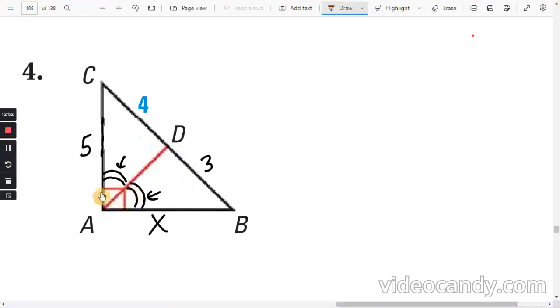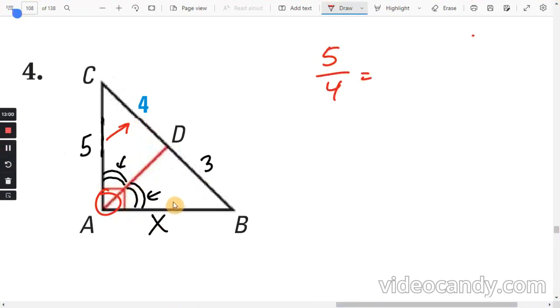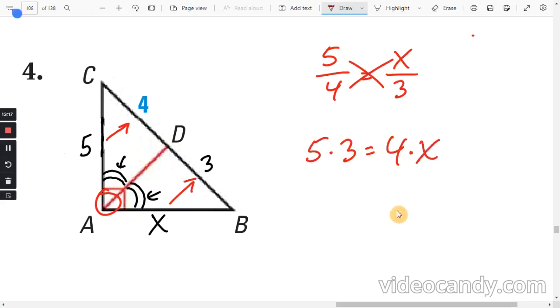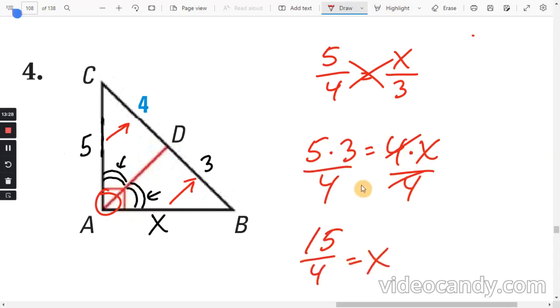All right, since this angle is bisected, we can do 5 divided by 4, and that's going to equal X divided by 3. Okay, notice I went the same way on both sides, on both triangles. Cross multiply 5 times 3 is going to equal 4 times X. The opposite of times 4 is divided by 4. And this is going to be 15/4. If you want a decimal, that's going to be 3.75.